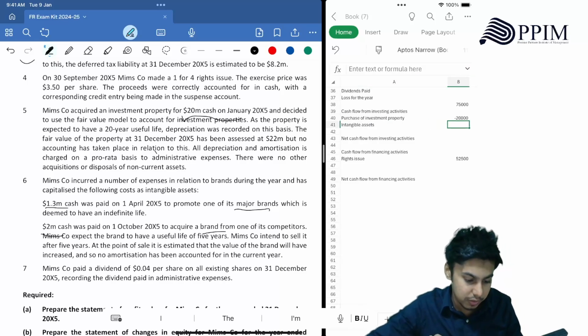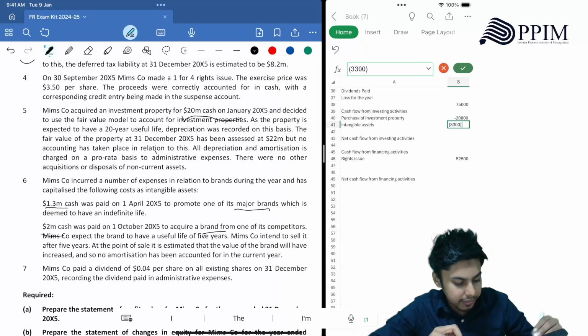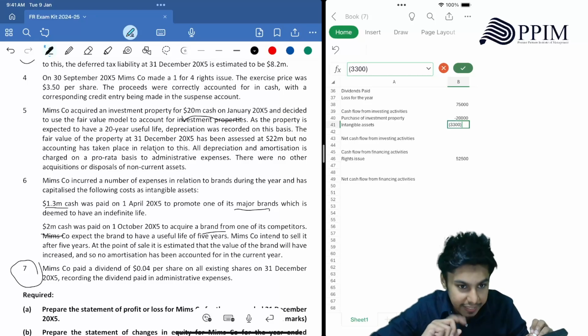Okay, right. What's the total that we are spending? Minus 3,300, right? Total spending is that. Okay, guys, last one, dividends paid. Does dividends paid come under the cash flow? Yes. Which activity? Financing activity, right?